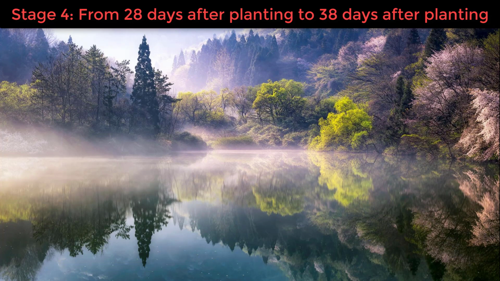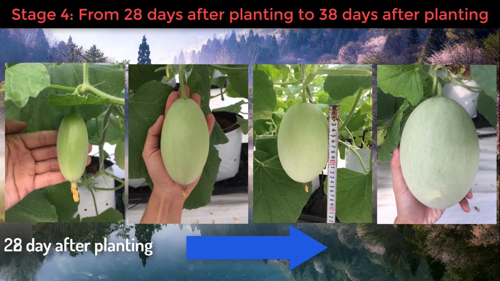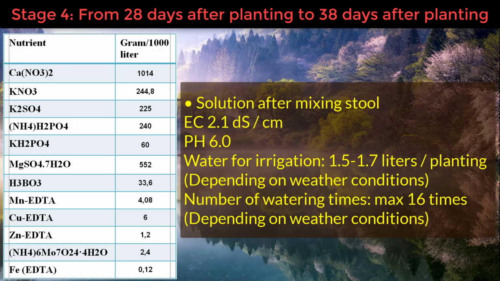Stage 4. From 28 days after planting to 38 days after planting. Solution after mixing stool: EC 2.1, pH 6.0. Water for irrigation 1.5 to 1.7 liters per planting, depending on weather conditions. Number of watering times, max 16 times, depending on weather conditions.